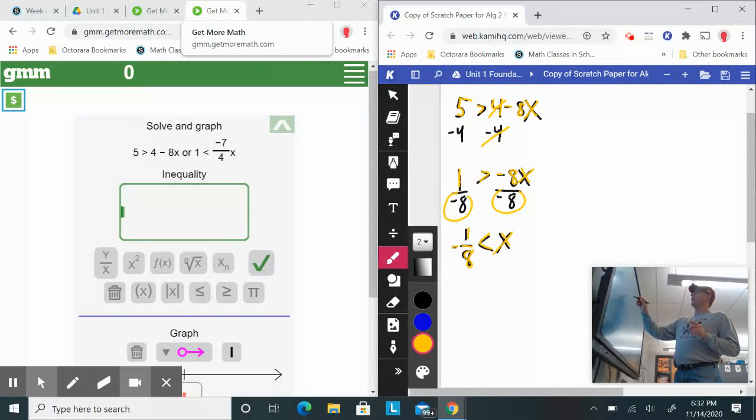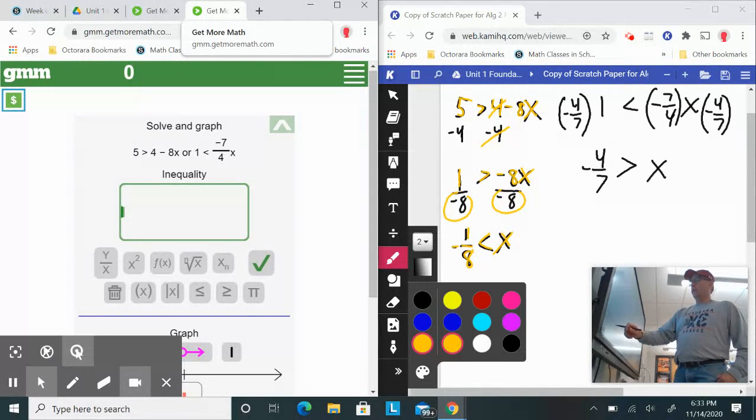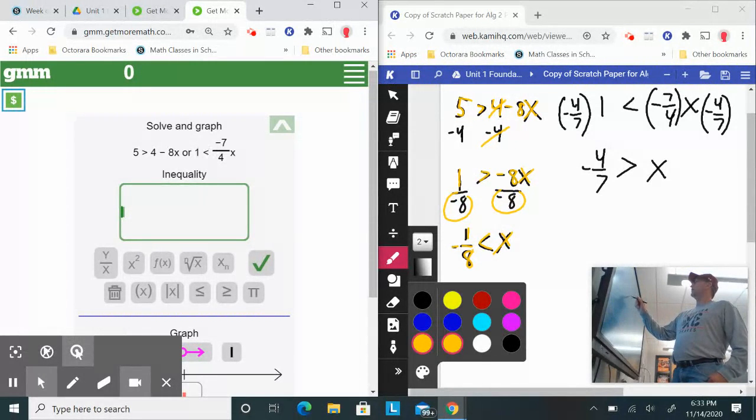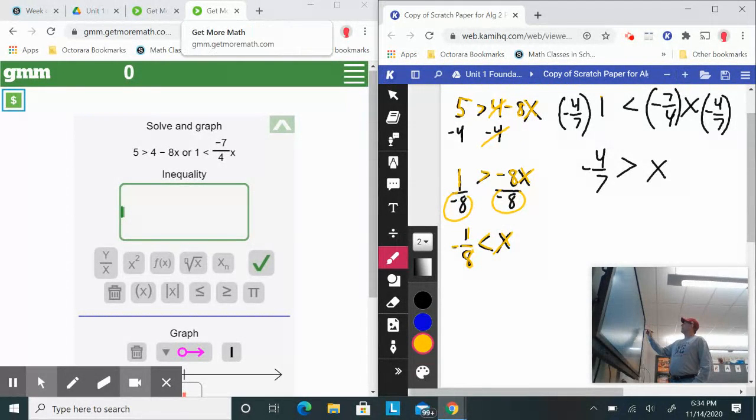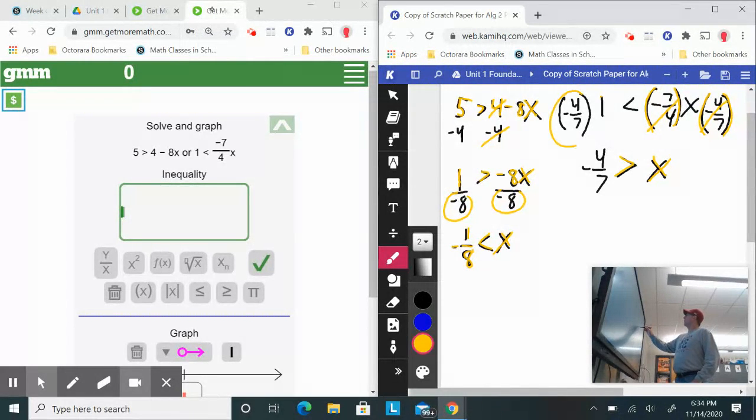Now I got to go to the other part. 1 is less than negative 7/4 x and solve that. All right, so I took the 1 is less than negative 7/4 x, brought it over here, and I multiplied both sides by the reciprocal of negative 7/4, which is negative 4/7. And when you do that, these actually become 1, and 1 times x is x. On the other side, I had a 1 there, times negative 4/7 is negative 4/7. And I had to reverse the sign because I multiplied both sides by a negative 4/7.